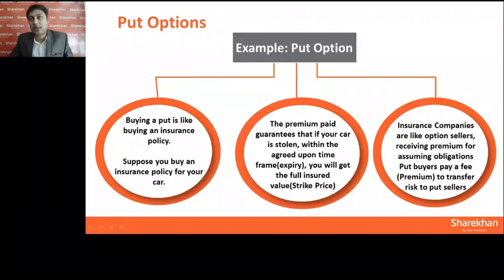So if you are taking an insurance premium for 1 year, and something goes wrong with your car in that 1 year, some theft happening or anything else, then the insurance company is liable to pay you the car value, which is agreed upon in the policy itself at the time of taking it. So this is exactly how a put option performs.